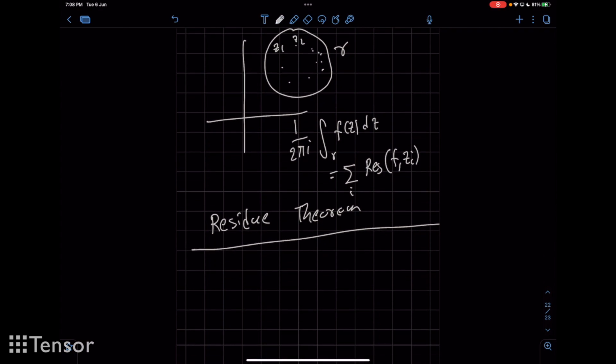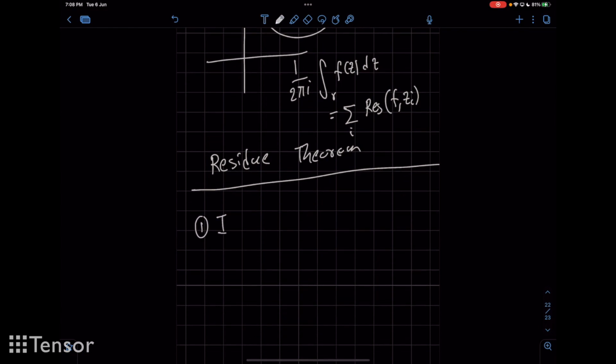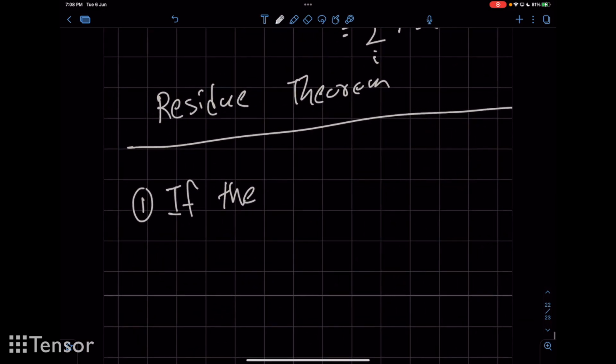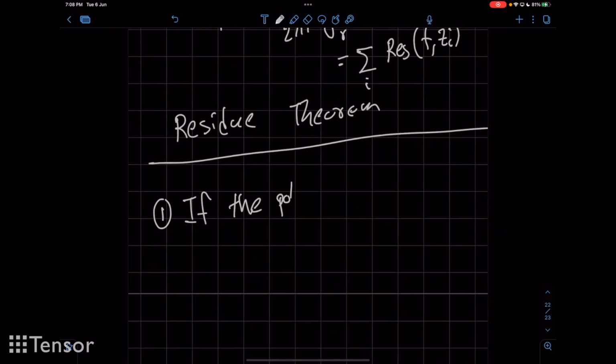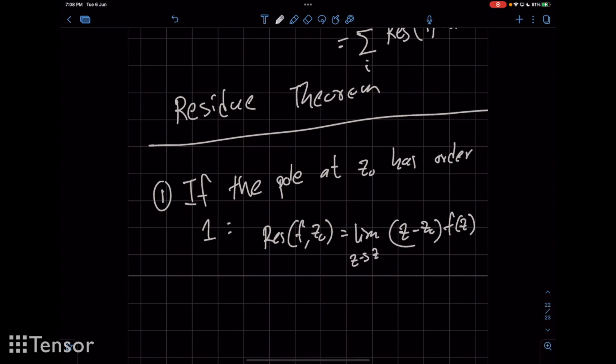Now, how do we calculate residues? We have multiple cases. Suppose the pole at z0 has order 1. We call these poles simple poles. If the pole has order 1, I define the residue of f at z0 to be the limit as z goes to z0 of (z - z0) times f(z).